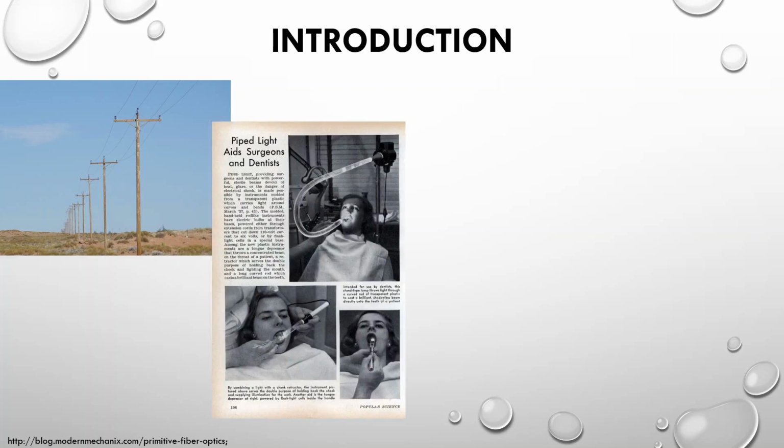Here is one such example of primitive light carrying pipe that was used as a light source for surgeries during 1940s to generate the sterile beams devoid of heat, glare or electric shock. These instruments are molded from a transparent plastic which carries light around bends and curves.